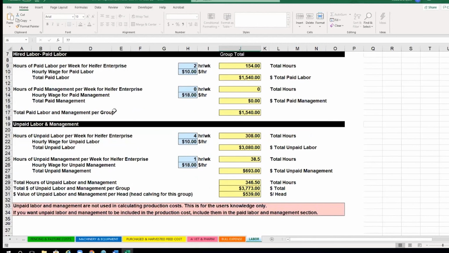As we move down, we try to keep this simple. What's your estimate of hours of labor per week? What is the hourly wage you are charging to come up with this total paid labor expense?